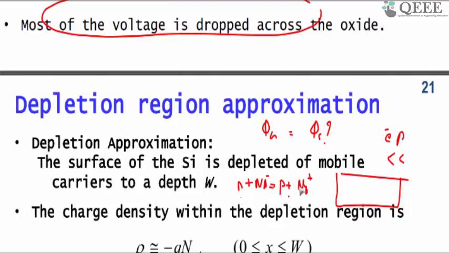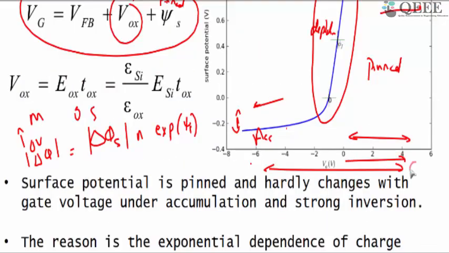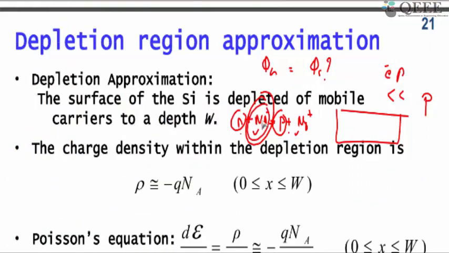If there are no sufficient carriers, the charge has to come from either Na minus or Nd plus. Let's assume it has only one type of doping. If it is p type, most of the charge comes from Na minus. When you are varying the gate voltage, for example, applying a positive bias here, the gate charge is positive. So the semiconductor has an equal number of negative charges, and these negative charges come from the acceptor atoms.